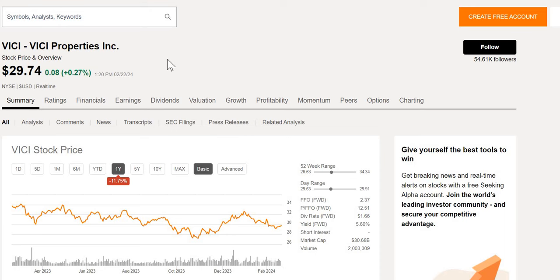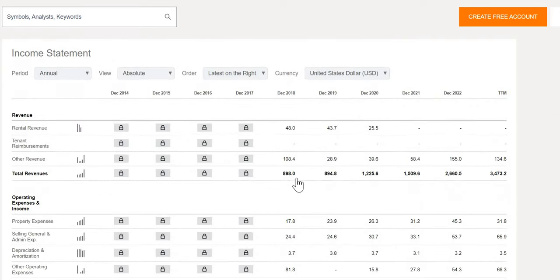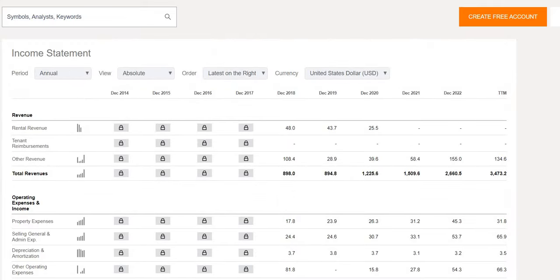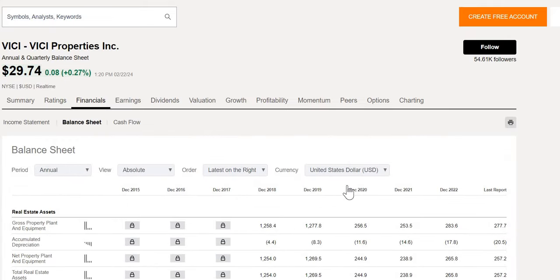VICI Properties is a REIT I've been buying every single day. It is one you should also consider too. We're going to run through why that is in today's episode. We'll look at the historical performance of VICI. We'll take a look at their top line revenue growth year on year, as well as their bottom line net income, as well as what to expect from their earnings call tomorrow.